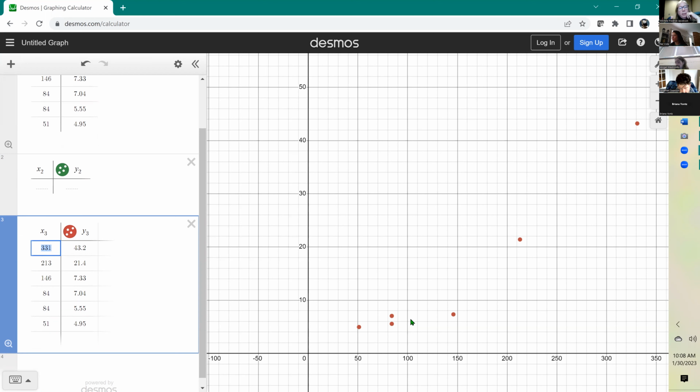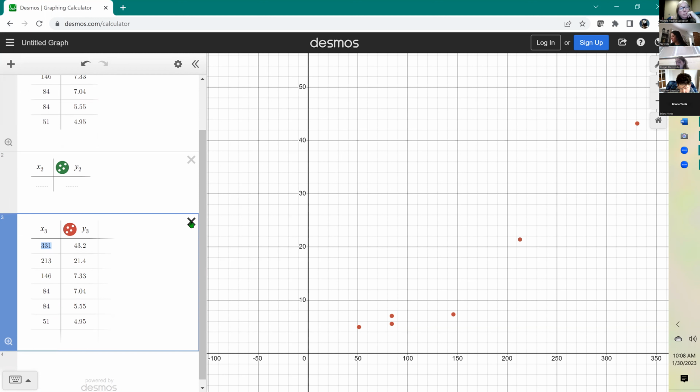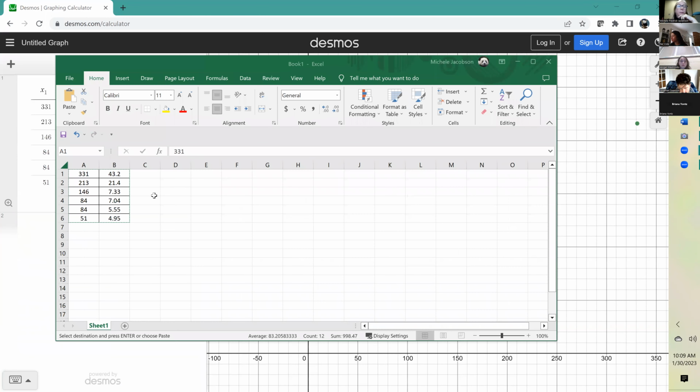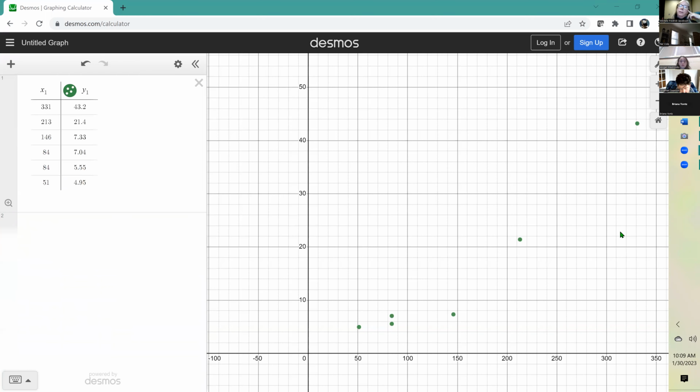Notice it's the same one because it put them right on top of it. Notice it changed my numbers, X sub 3, X sub 2. You have to be careful of that for the next part. So if you do want to copy and paste it, you do have to put it in an Excel first and then copy it and paste it. I guess I could show you that one too.